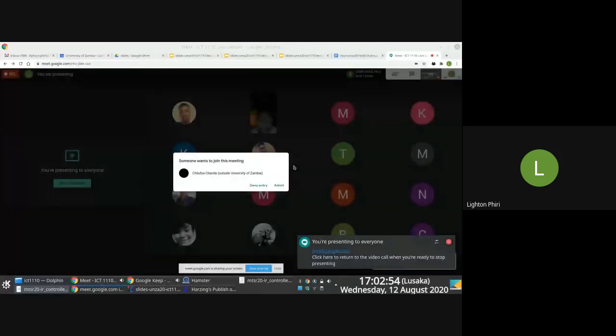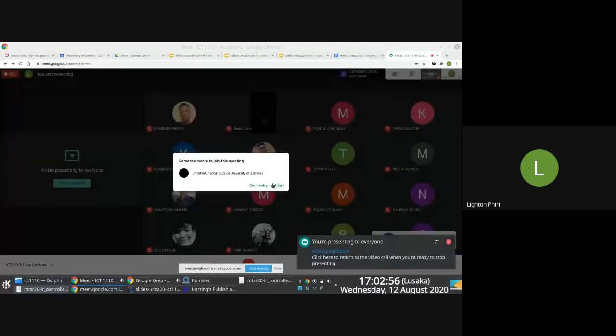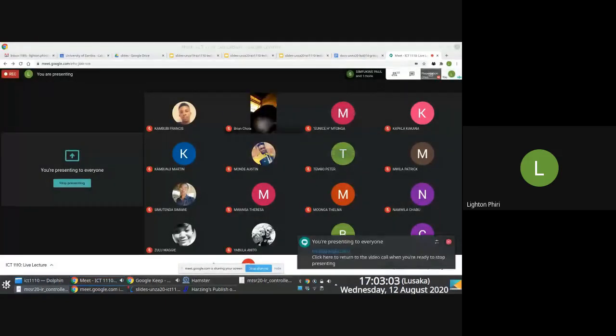So let's say you have a laptop, a desktop computer. Let's just use Lighton's, they are here now, they don't want to listen, right? Still using external email accounts. You want to be accepted.